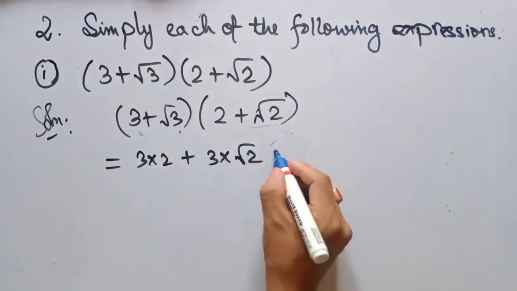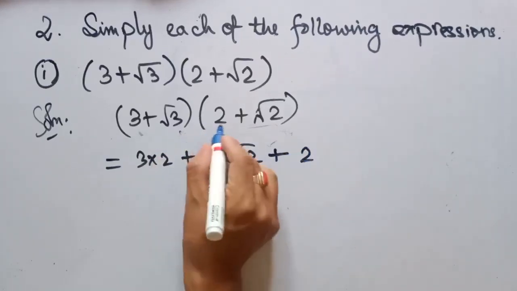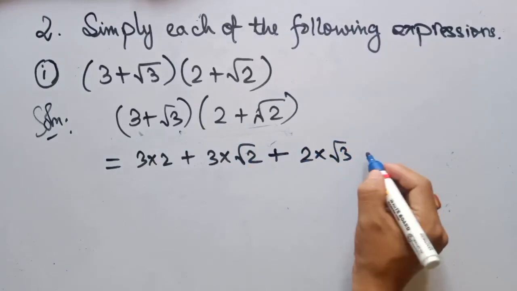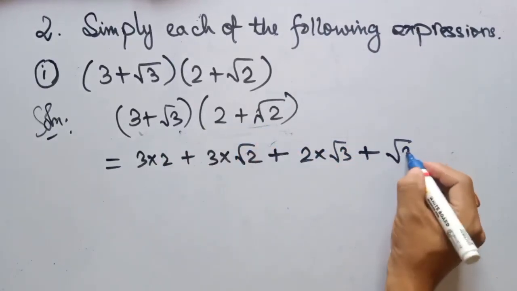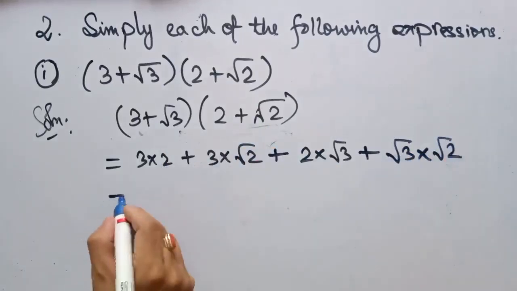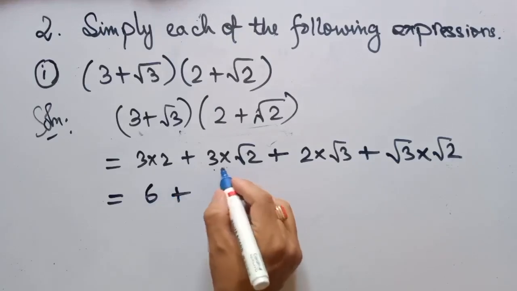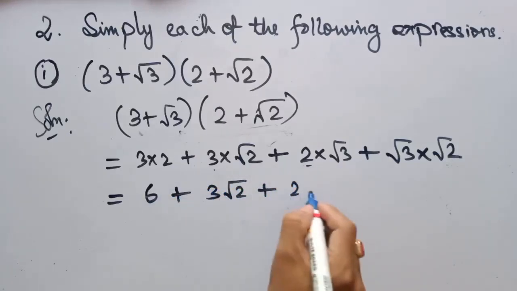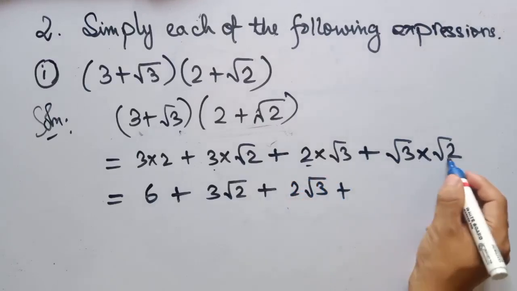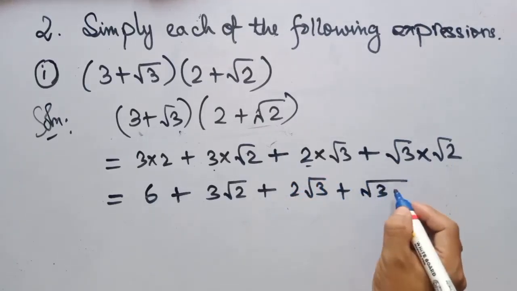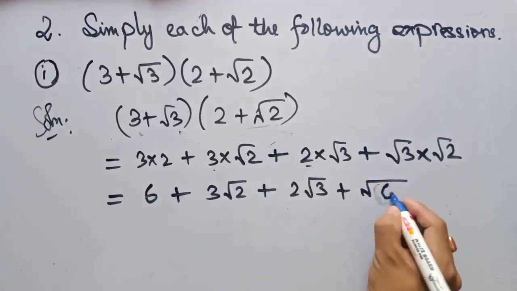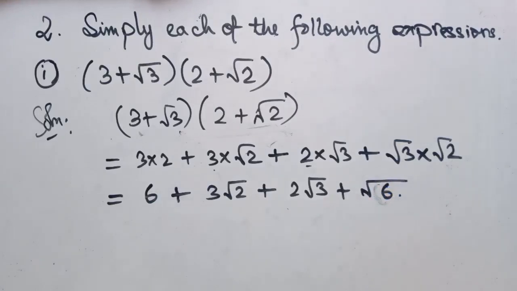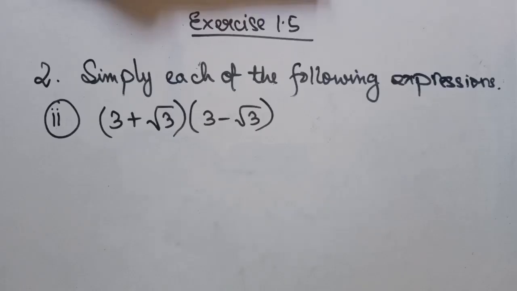Next we will get plus 2 into root 3 and root 3 into root 2. So 3 into 2 we will get 6, plus 3 into root 2 we will get 3 root 2, plus 2 into root 3 is 2 root 3, plus root 3 into root 2 we will get root 6. Therefore, the simplification of the given expression will be 6 plus 3 root 2 plus 2 root 3 plus root 6.